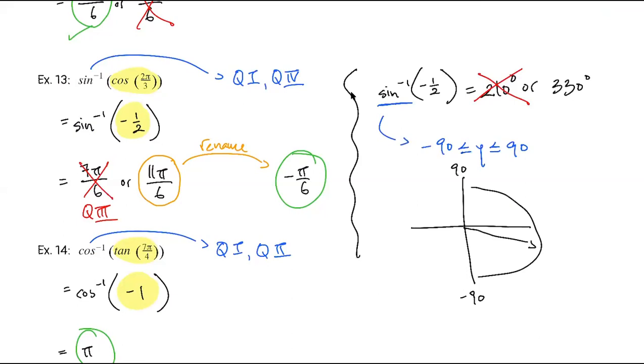So we subtract 360. Think about how we found our reference angles. We subtract 360, what do we get? So 330 minus 360 gives me negative 30 degrees. So that's how I can rename it, because negative 30 is between negative 90 and 90. But 330 was way too big. 330 was way bigger than 90 degrees.